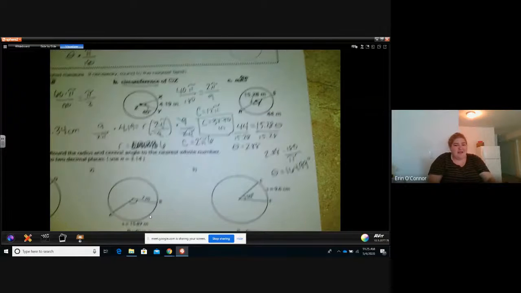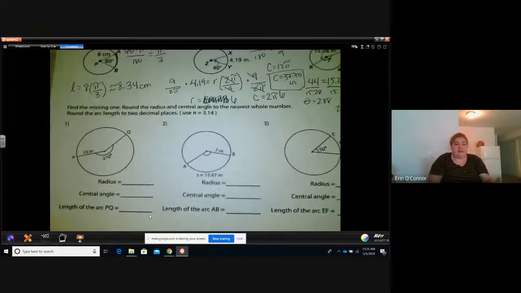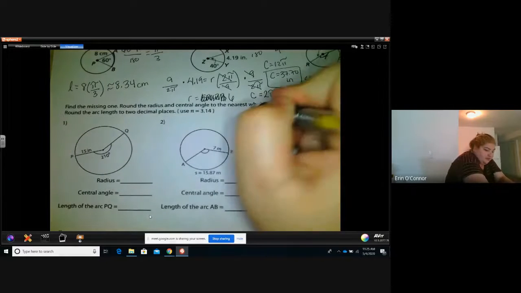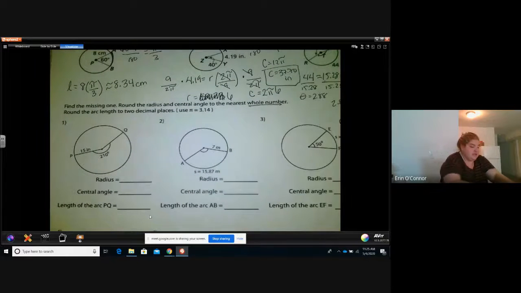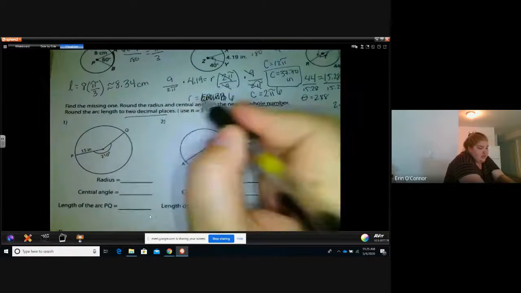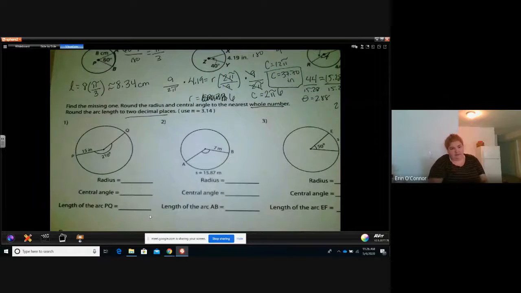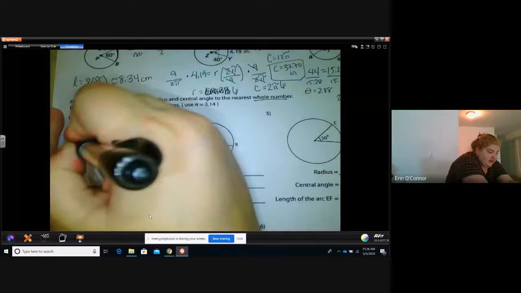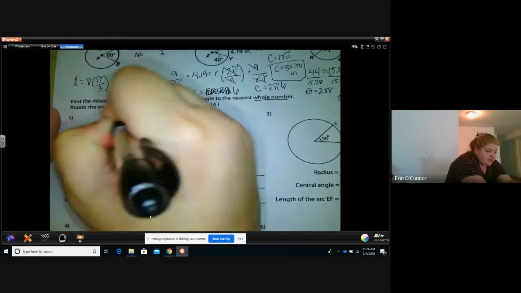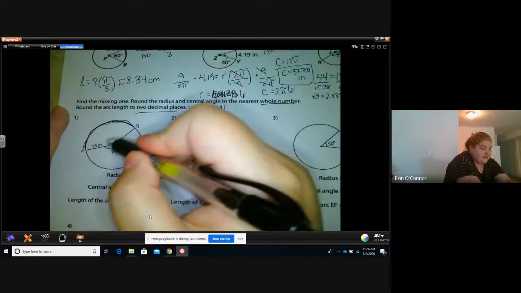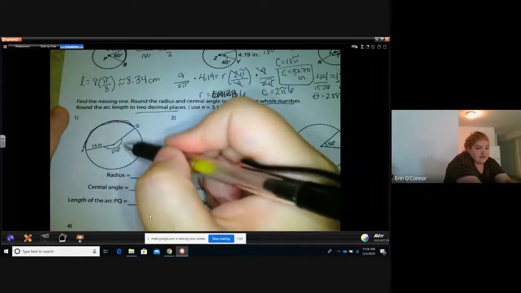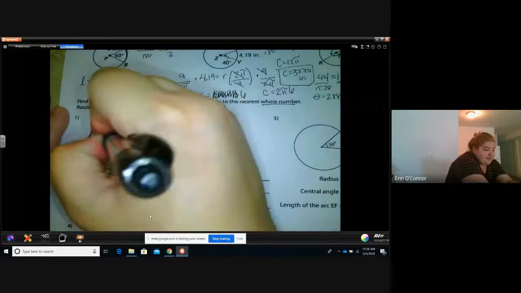Okay. Now that we have that, we're going to find the missing one. Round the radius and the central angle to the nearest whole number. So this time we're going to do whole number. Round the arc length to 2 decimal places. And you can use pi or 3.14 here. Doesn't matter. Okay, so like I said, we're always going to be looking for the smaller arc, so we're going to be looking for this arc. So first I have to figure out what this angle is. Well, whole circle is 360. 360 minus 210 is 150 degrees.